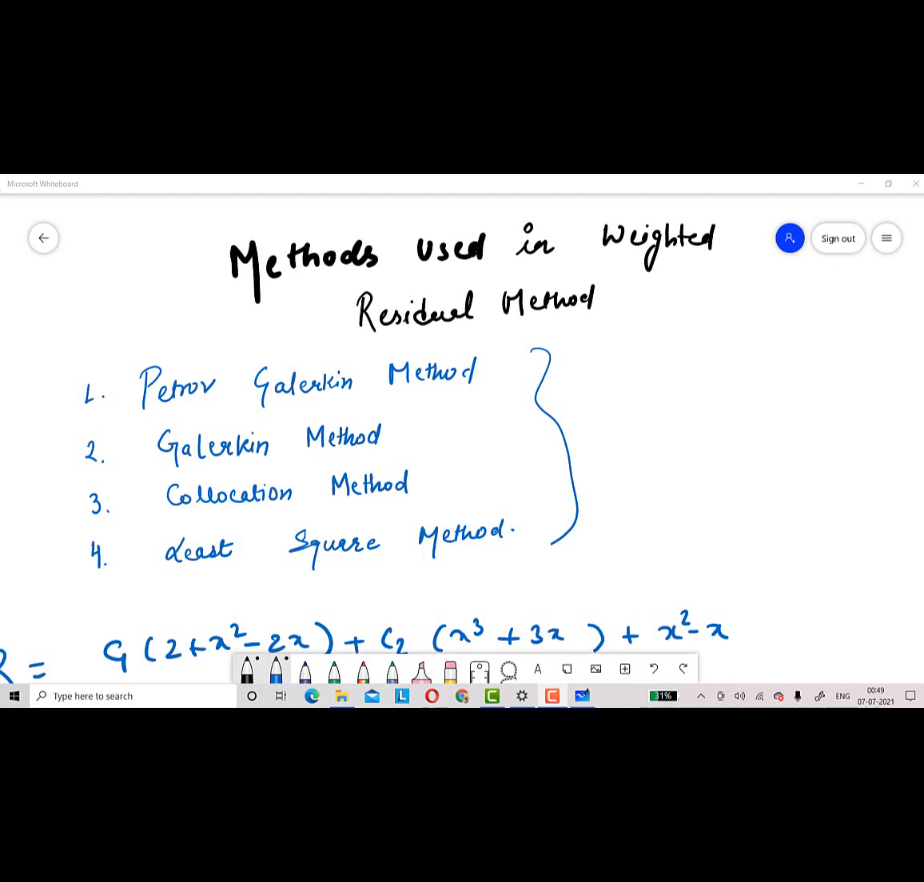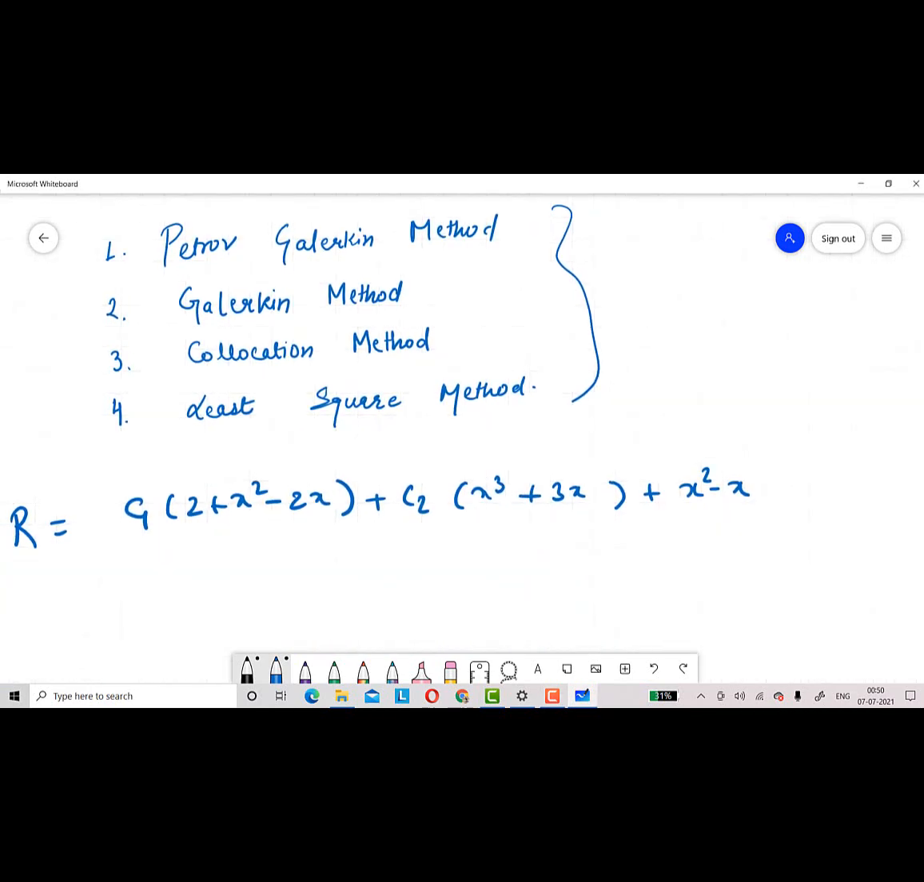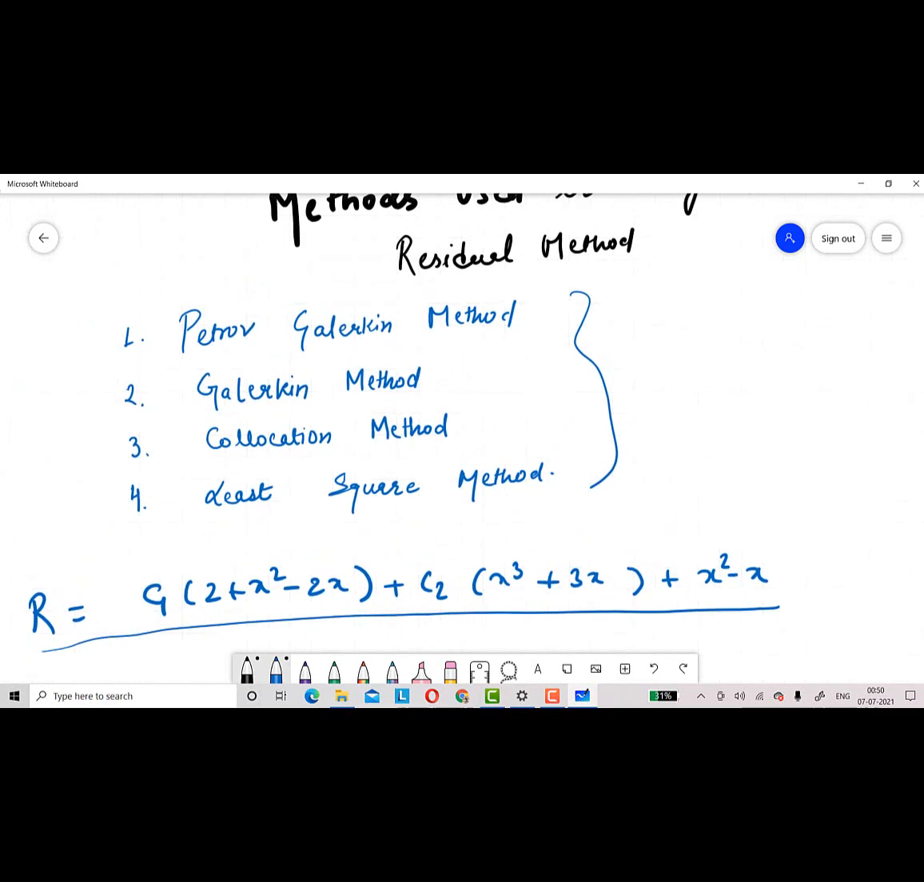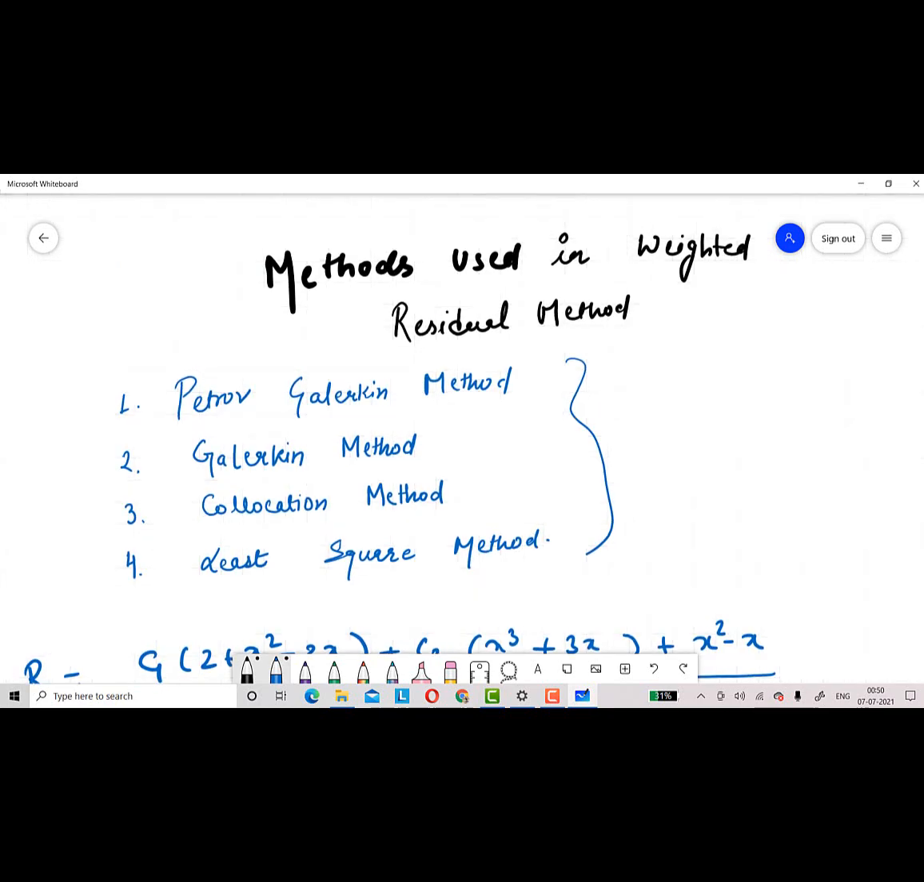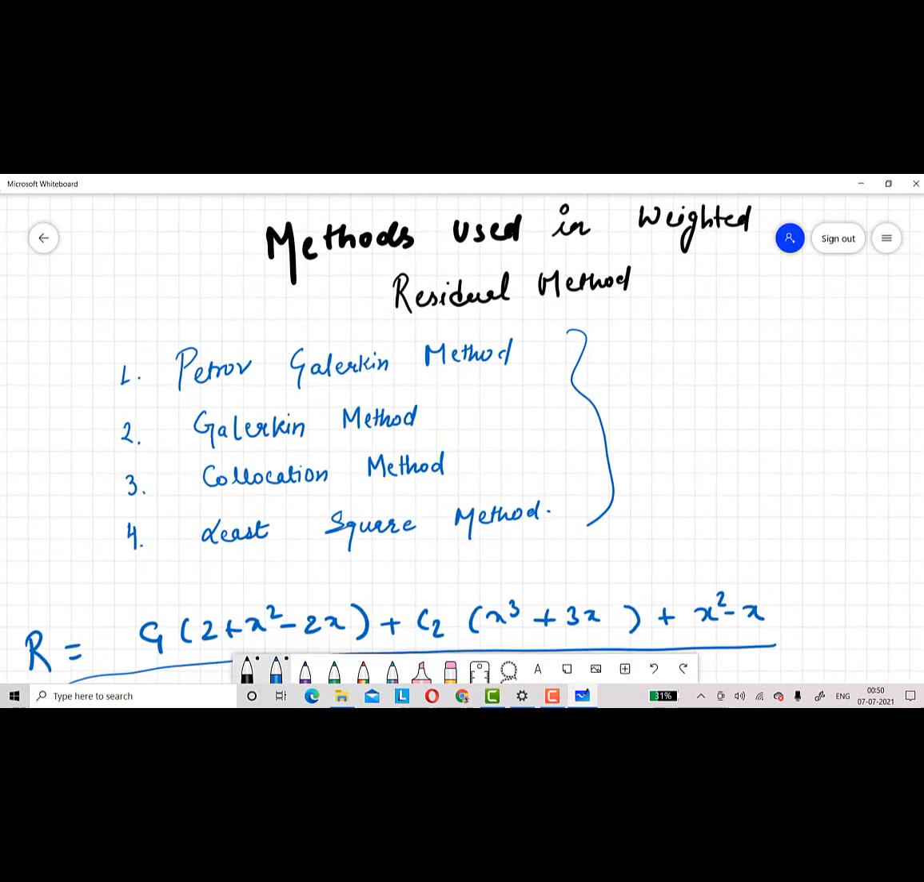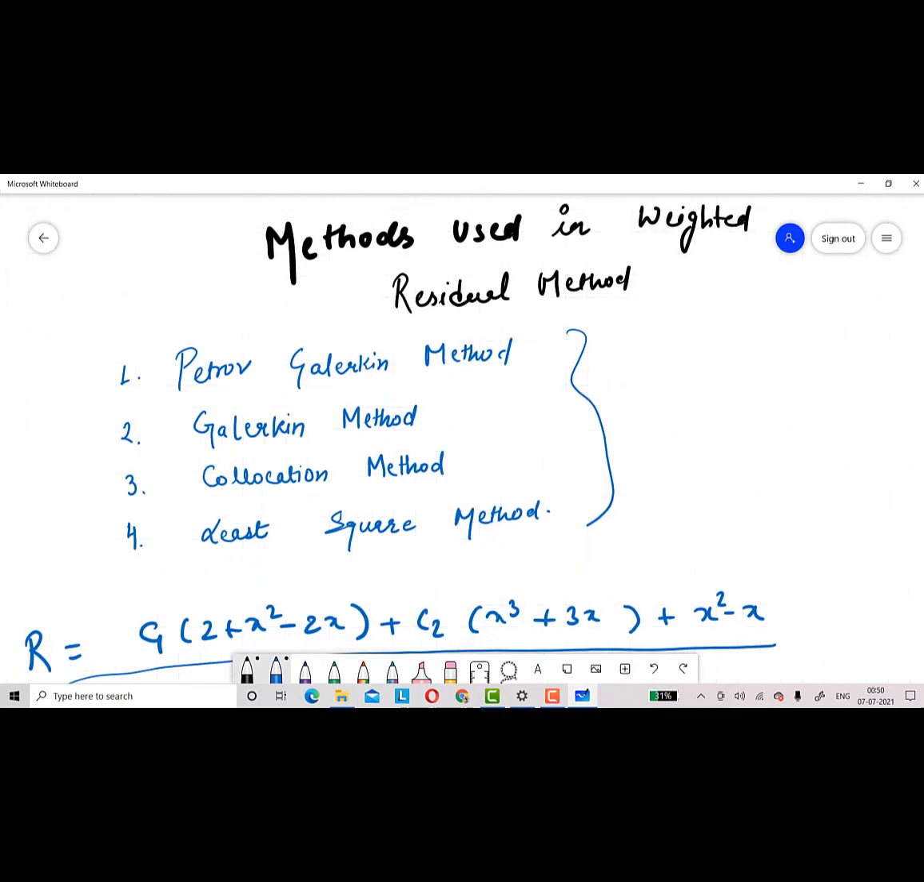Hello friends, so what we have seen, we have calculated the residue in the last lecture. That residue was coming out like this. So with the help of this residue, we will calculate the solution of our differential equation. These are the methods we will use to calculate our solution for the equation.